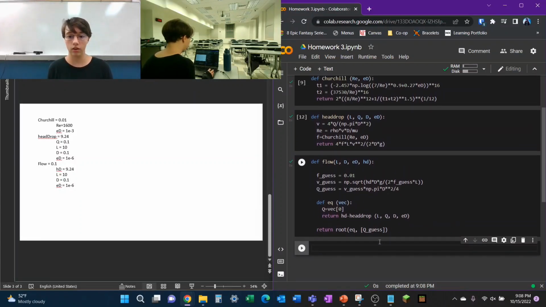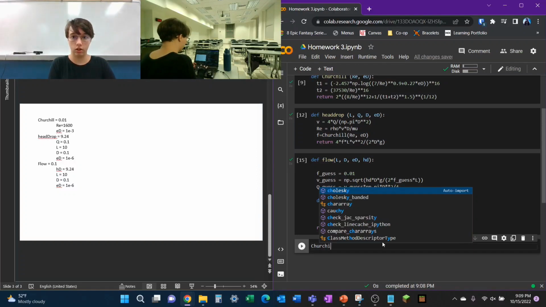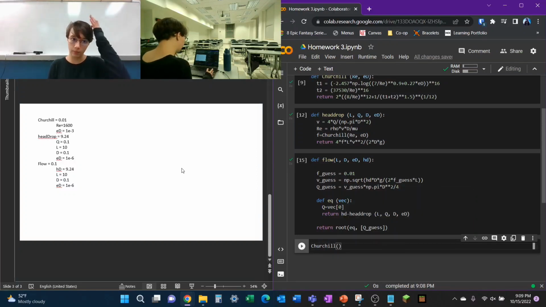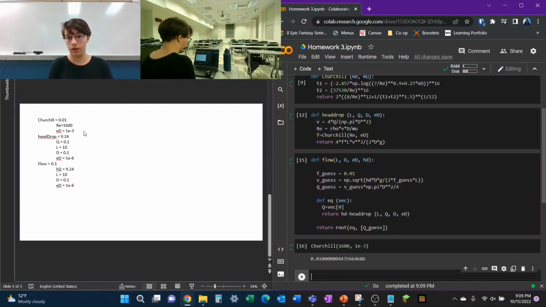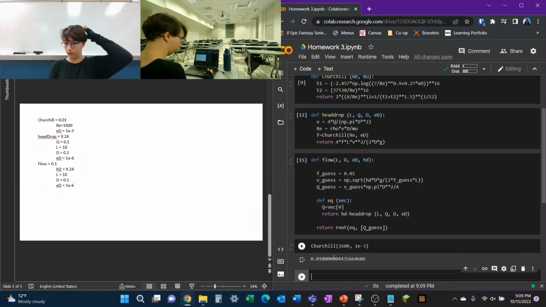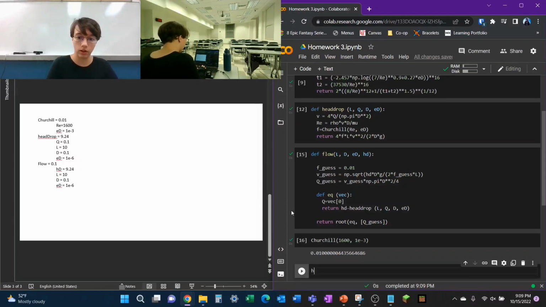So the first one is for our Churchill equation, so we're going to put Churchill, and we're going to input a Reynolds number of 1600, and we're going to input a roughness of 1 e to the negative third, and we should get about 0.01, and we do. It's not exact, but that's pretty close, and there's round off error and such, so I'm happy with that.